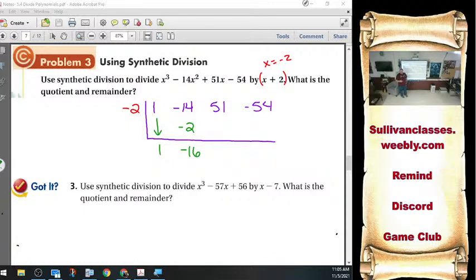What's -2 times -16? Negative 32. Add them. What's -2 times 83? Negative 166. Add them.